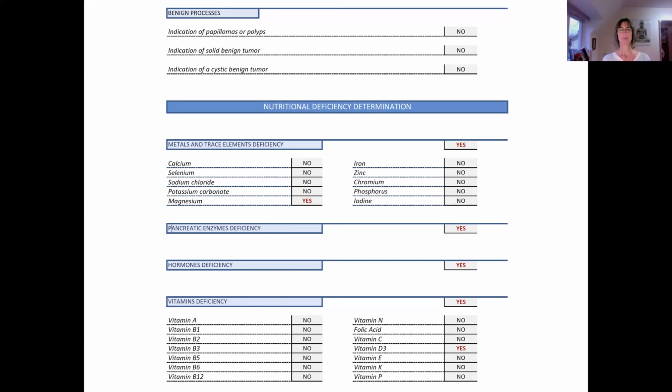So that's a really lovely thing to be able to do to reset your pancreas, but you need to know what you need to avoid. And again, these scans will help you to do that.